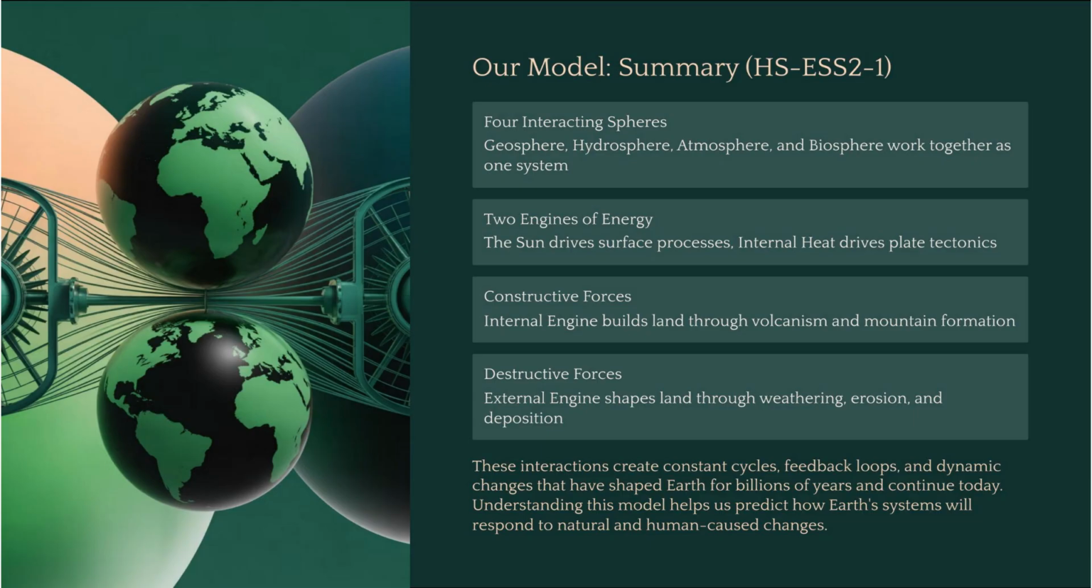So let's sum up our model. Earth is not a collection of separate things. It's a single dynamic system made of four interacting parts: the geosphere, hydrosphere, atmosphere, and biosphere. This entire system is driven by two engines: the sun's external energy, which shapes the surface, and Earth's internal heat, which builds the land. These forces are in a constant push and pull, creating the cycles, feedback loops, and beautiful, complex planet we call home.